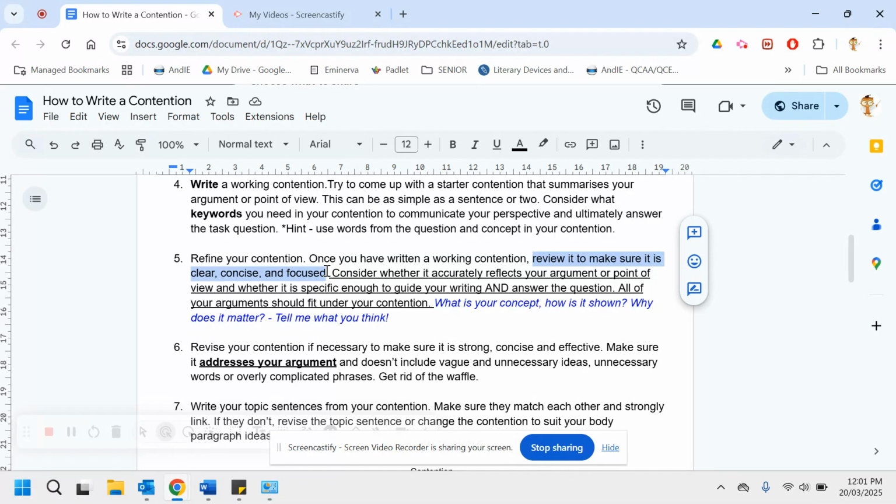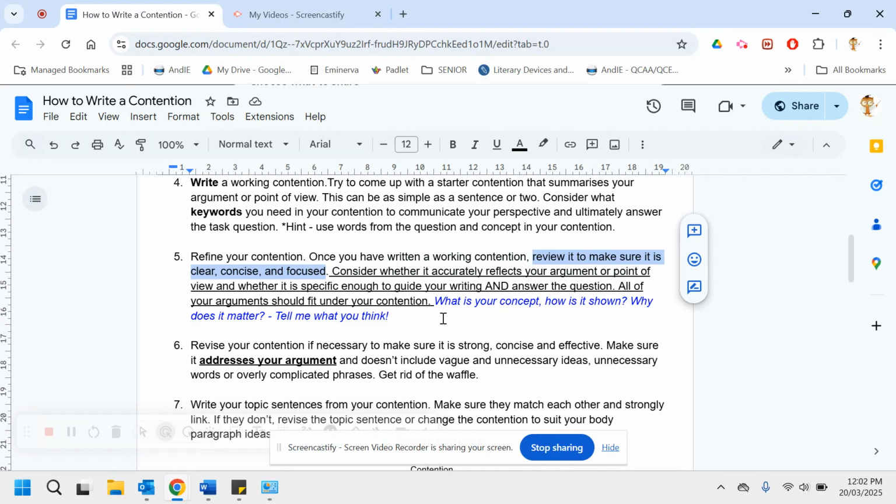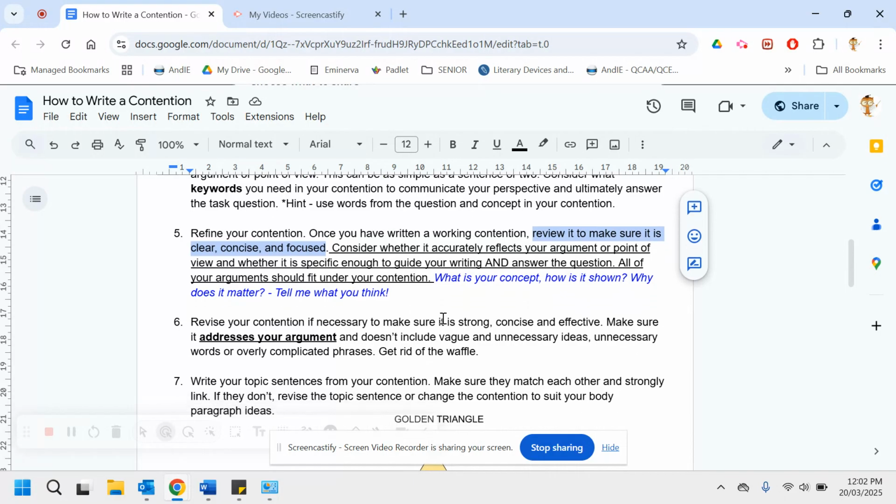Okay, write it, read over it, consider whether it reflects what you're actually trying to say, or if it's just a confused jumble of gobbledygook. And if that is the actual mess it comes out as, do it again. Keep going until you get something that is clear, concise, specific, and focused. Okay, so all of your arguments, everything that you talk about in your essay has to fit within your contention. If it doesn't link back to your contention, it does not belong in your essay.